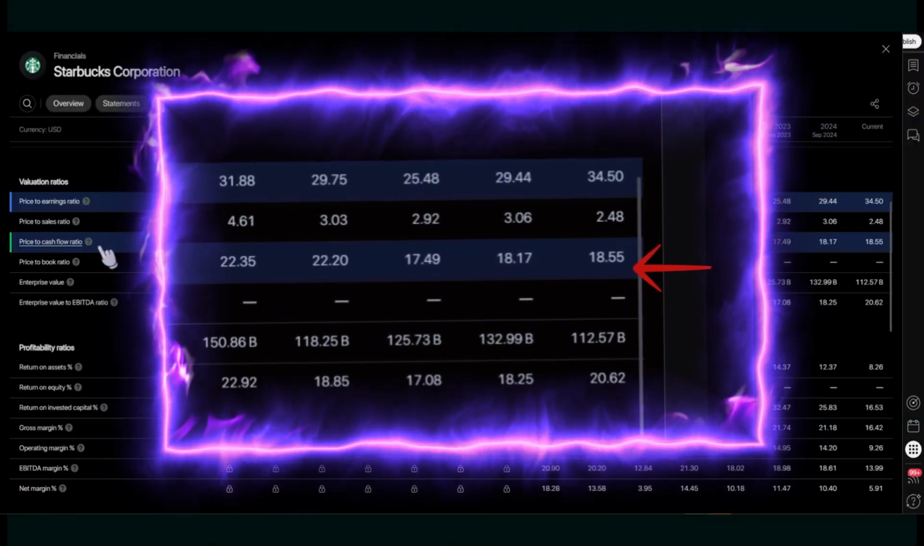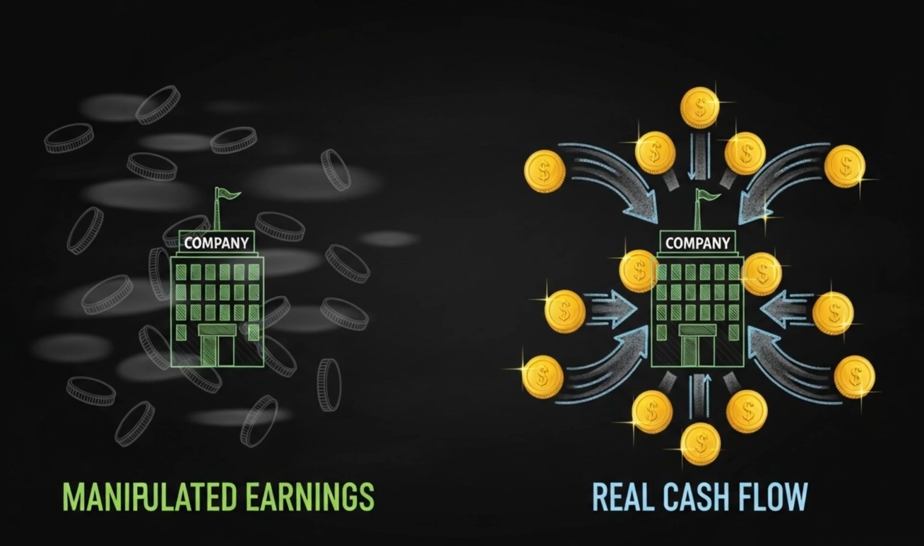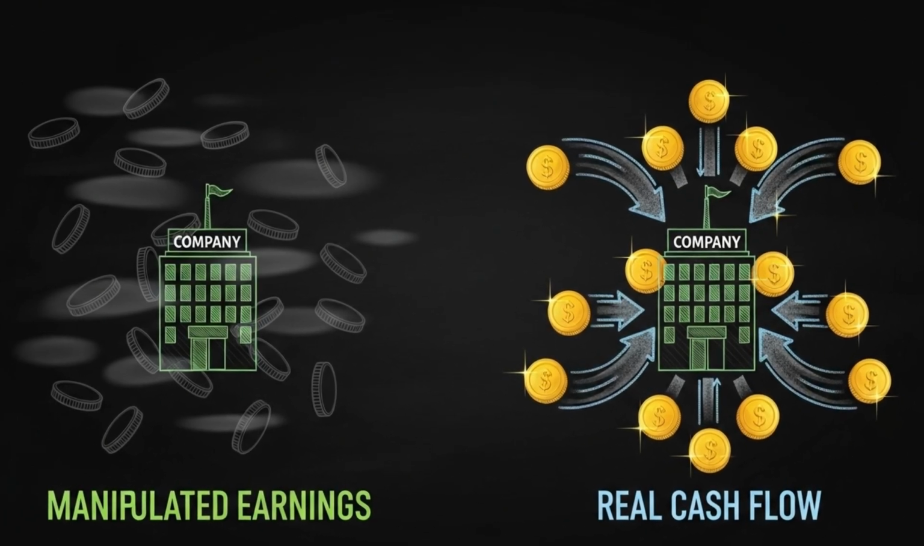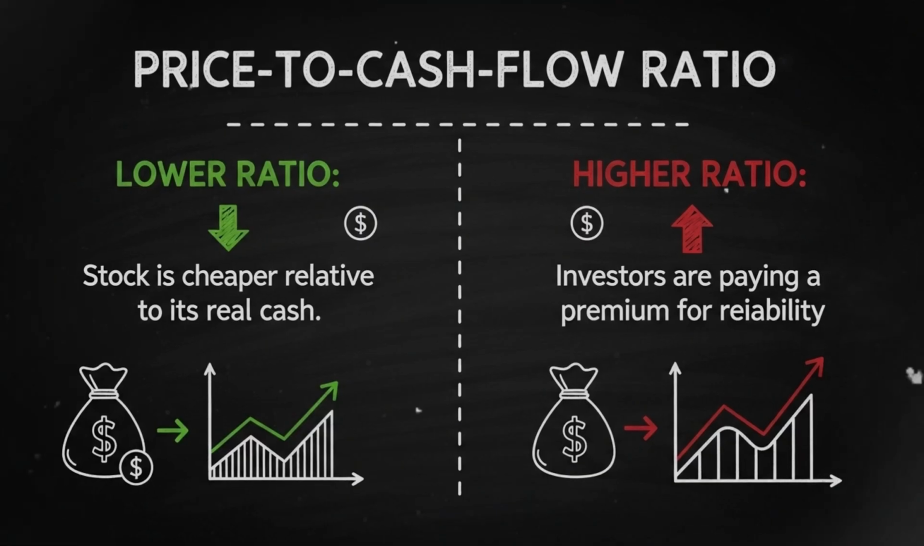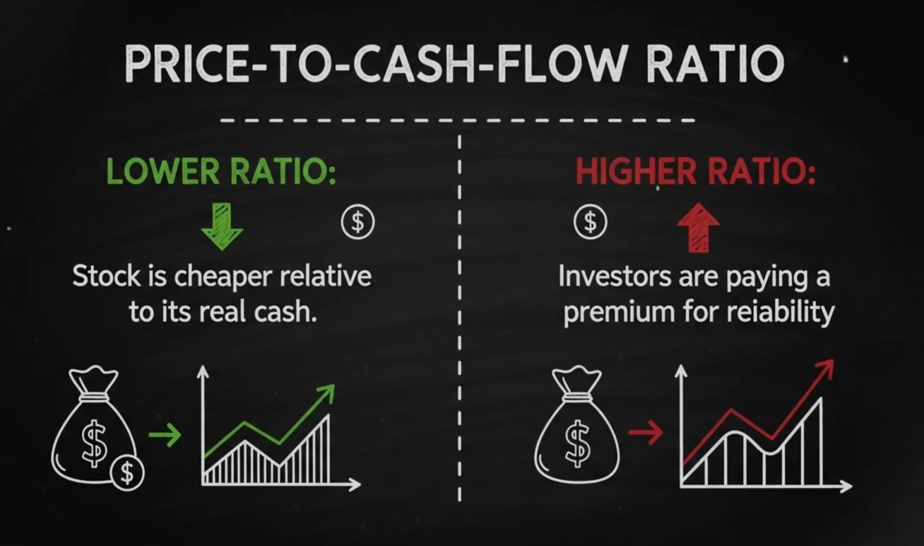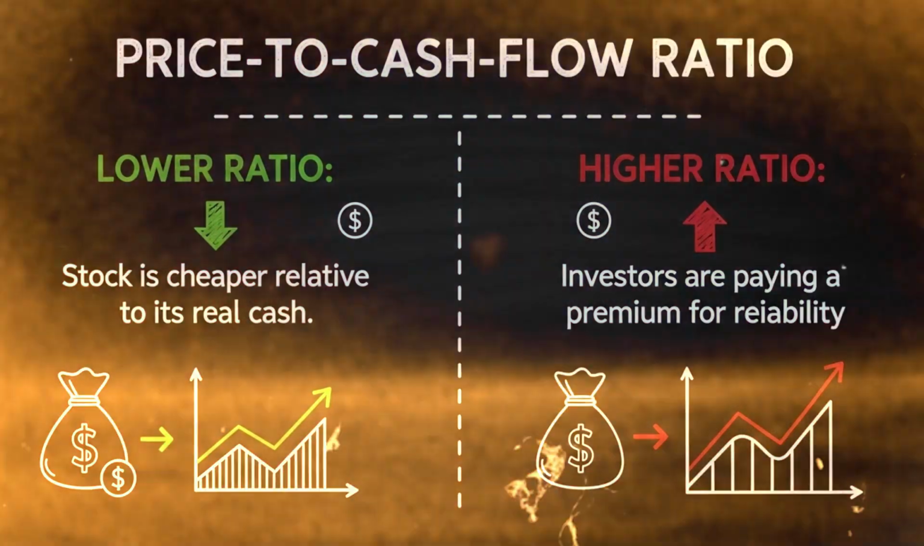And why does this matter? Unlike earnings, which can be tweaked with accounting tricks or one-time write-offs, cash flow is harder to fake. It's actual money coming in and out. A lower price to cash flow ratio means the stock is cheaper relative to its real cash, while a higher ratio means investors are paying a premium for that reliability.